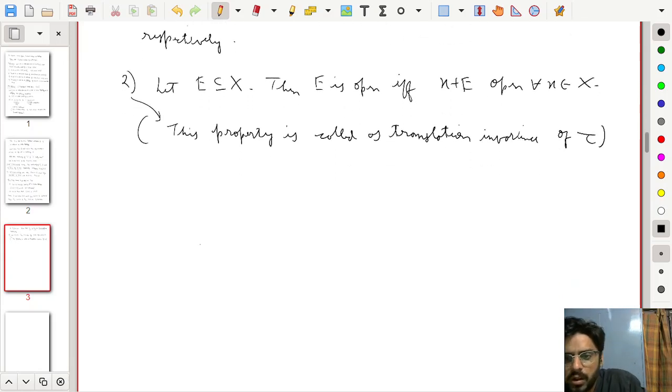So let us recall the definition of a local base. Moving on, recall. Let X, tau be a topological space.